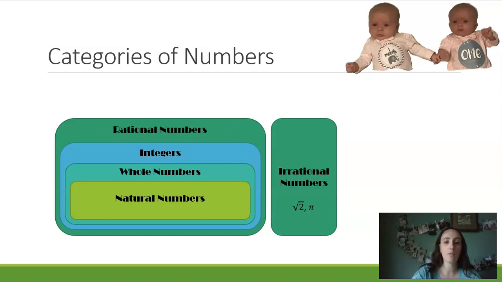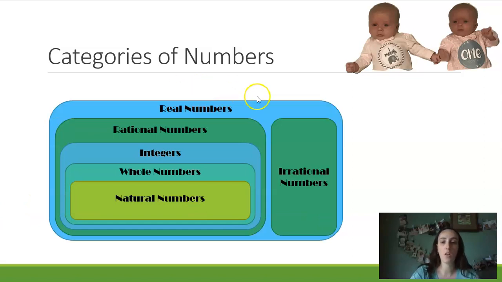And then we have irrational numbers. And irrational numbers are numbers like square root of 2 and pi. These are decimals that never end, never repeat. All of these numbers here make up what we call the real numbers. And so far in your math career, all the numbers you've worked with have been real numbers.